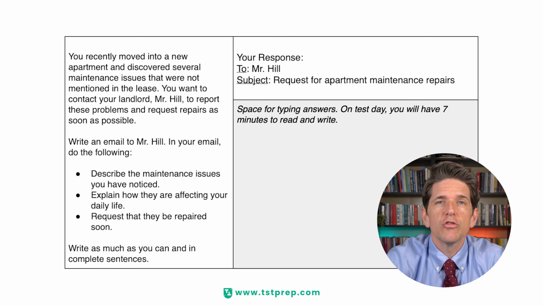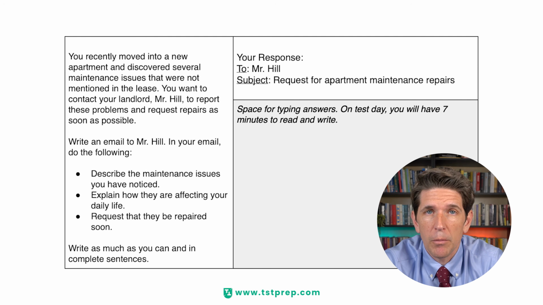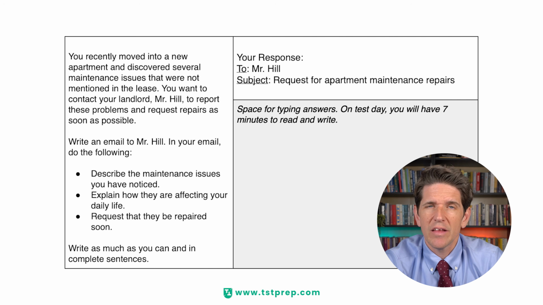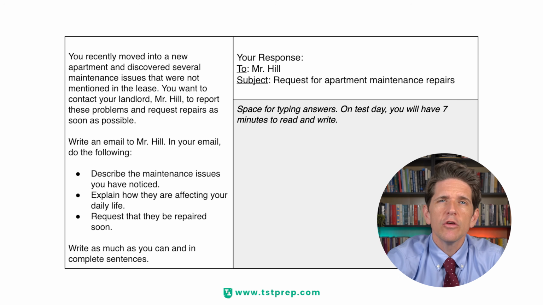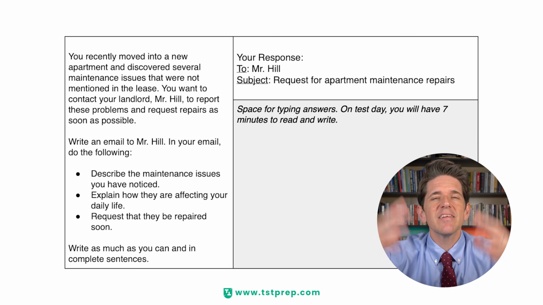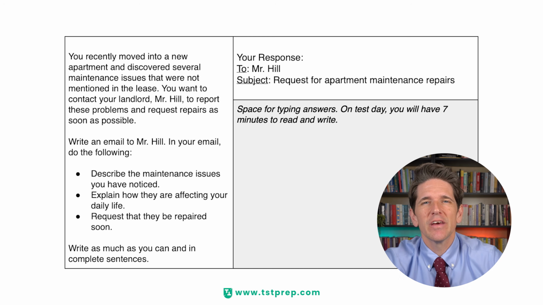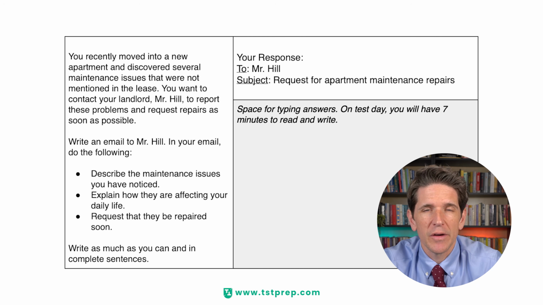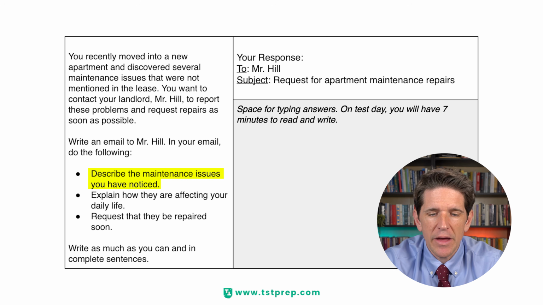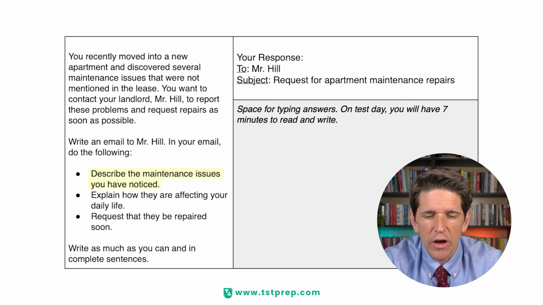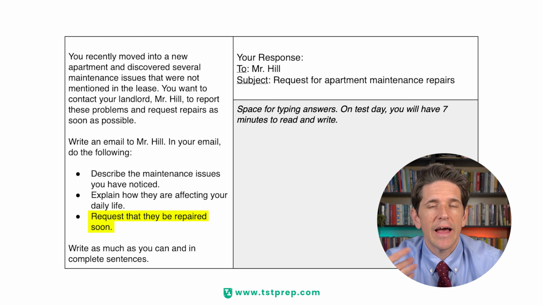So we're going to take a closer look at this example of reporting a problem. And if you want to get a sense of what you have to do, you can just read the 3 bullet points. On test day, definitely read everything, but just here, let's look at the 3 bullet points. So you have to describe a maintenance issue, the maintenance issues you have noticed. You have to explain how they are affecting your daily life, and you have to request that they be repaired. So those are the 3 things I have to include.